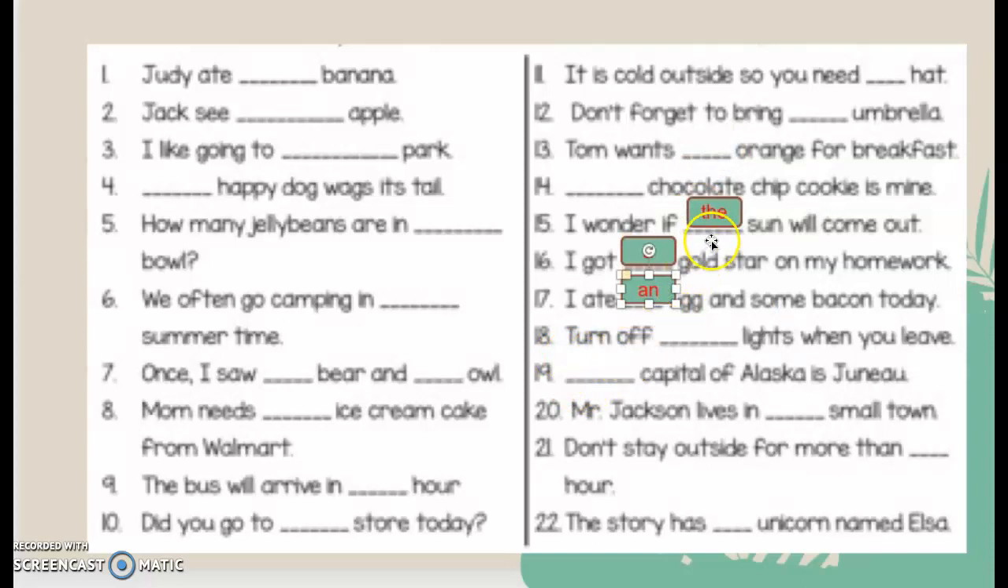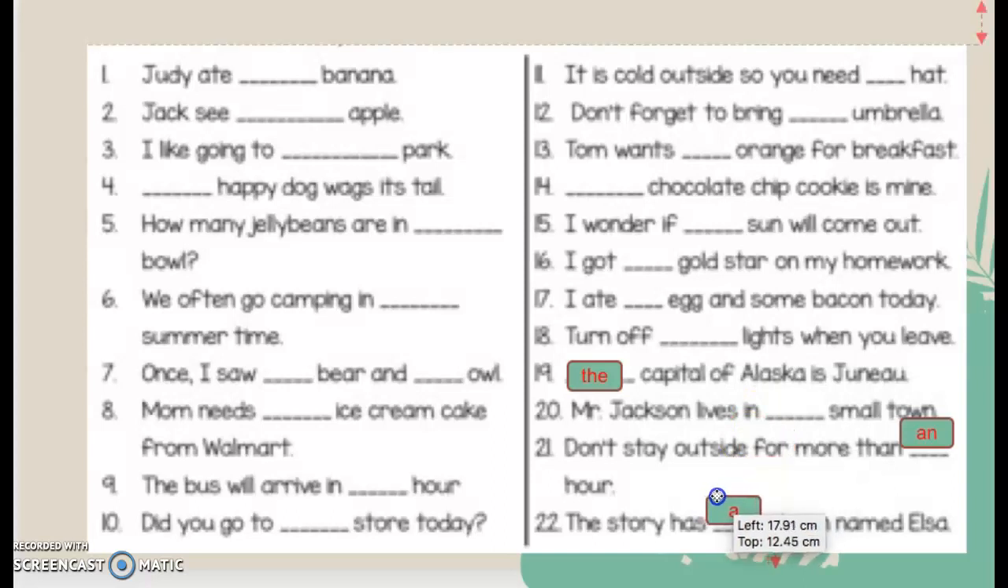Turn off the lights when you leave. The capital of Alaska is the, so we use the because it's specific, the capital. Mr. Jackson lives in a small town. Don't stay outside for more than an hour, again for hour we use an. The story has a unicorn named Elsa. A unicorn. We don't say an, because when you pronounce it, it doesn't have the A-E-I-O-U sound, although it starts with the letter U.